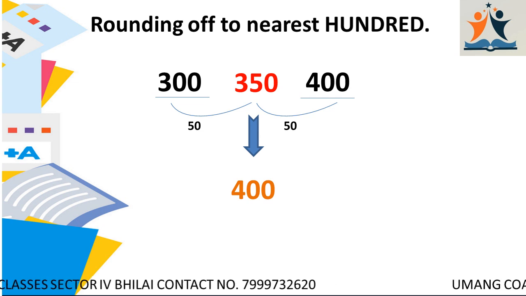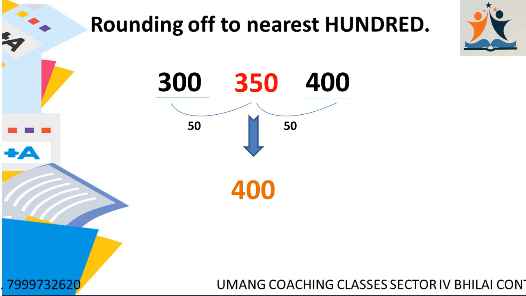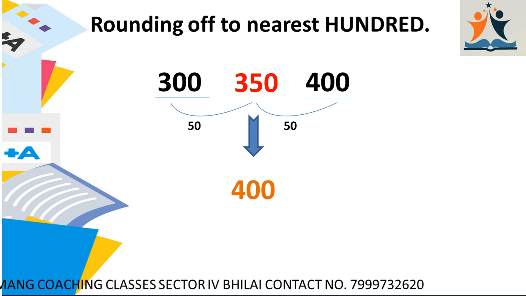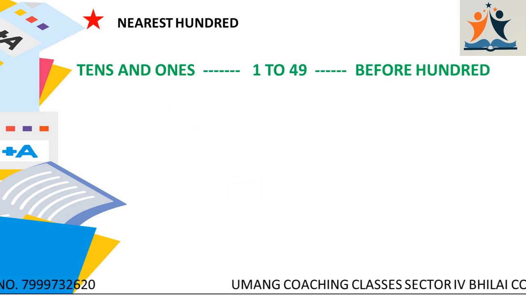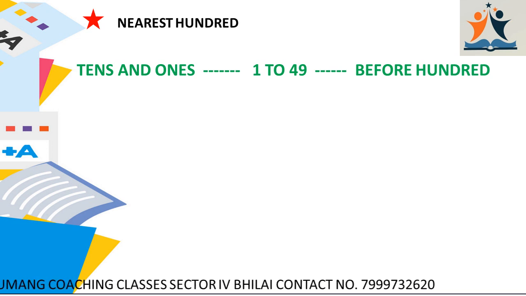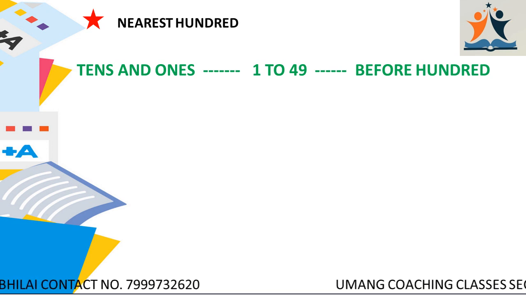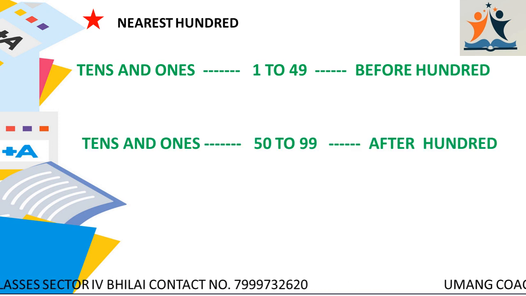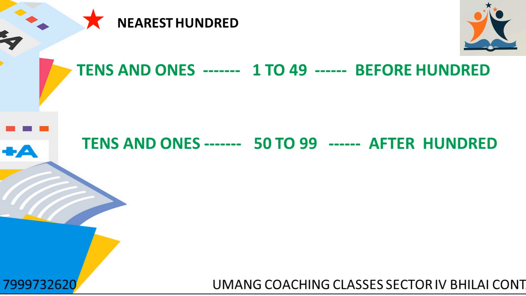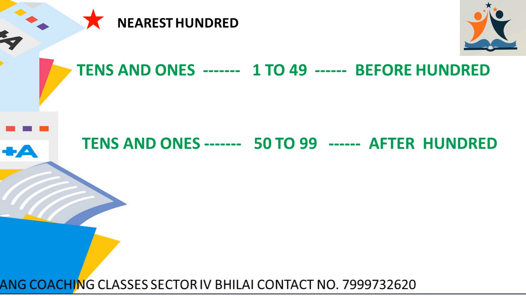Let's see. So what is the star mark? What is the key point for this rounding off to nearest 100? For nearest 100, we need to see the tens as well as ones place. If the tens and ones place contains numbers 1 to 49, then we'll take before 100. And if it contains 50 to 99, then we'll take after 100.